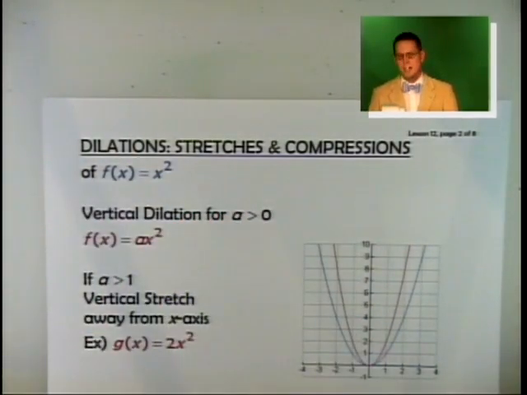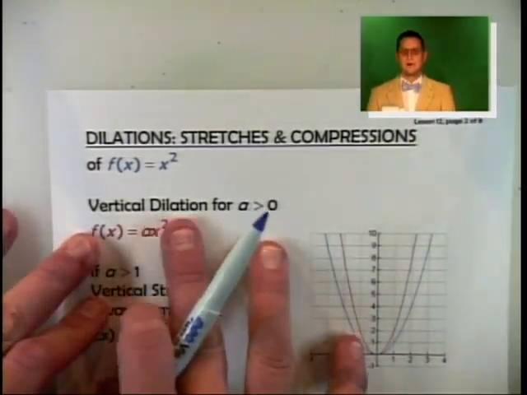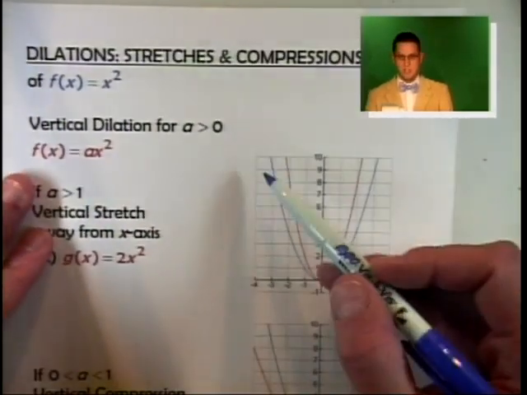Dilations kind of implies that we are changing the shape of the graph, not its location, but the shape of the graph. We're dilating it, kind of stretching it and compressing it. Well, let's look at, first of all, our vertical dilations. So we're looking at the parent function x squared, which is, again, down here in blue.